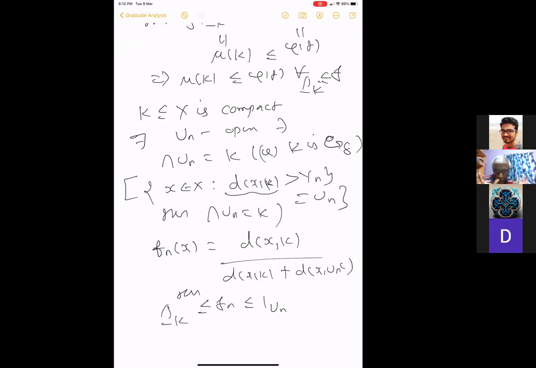When you have two closed sets, then you have a continuous function. Two disjoint closed sets, then you have a function which takes the value 0 in one of the closed sets and 1 in the other set. And that is precisely this function, where this function dxk is a uniformly continuous function. If you have any closed set, then you can define a distance between the closed set and a point.